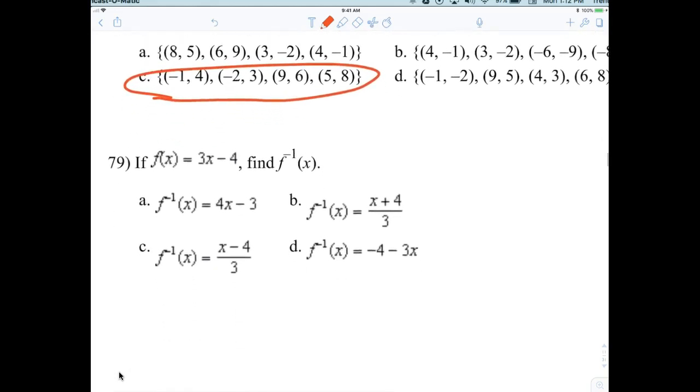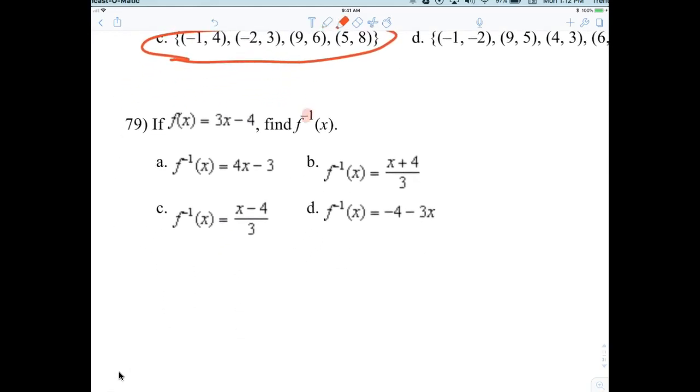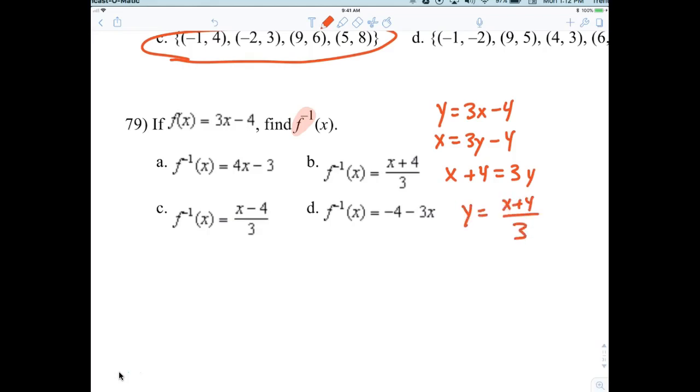All right. Now for 79, I want you to remember this is the symbol for find the what? Inverse. That's the symbol for find the inverse. So what I want you to do now is write y equals 3x minus 4. And then to find the inverse, I switch the x and y. So when I switch the x and y, I get x equals 3y minus 4. X plus 4 equals 3y. And then I divide by 3. So y is equal to (x plus 4) over 3. So that represents the inverse. All right.